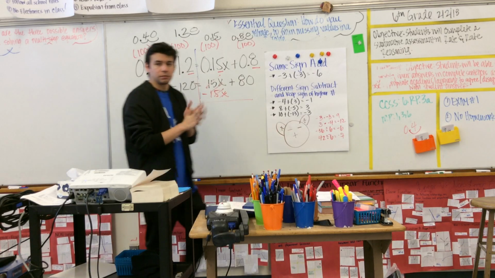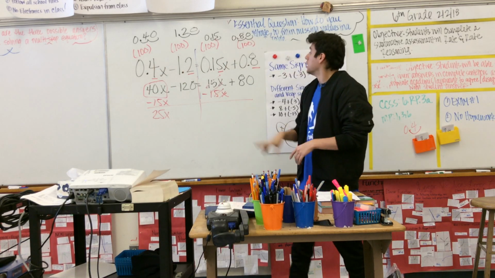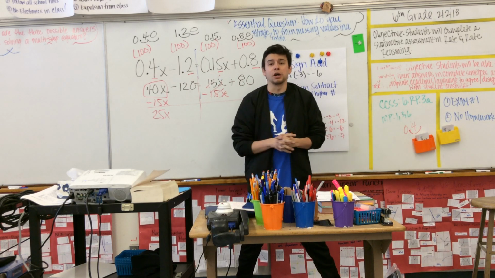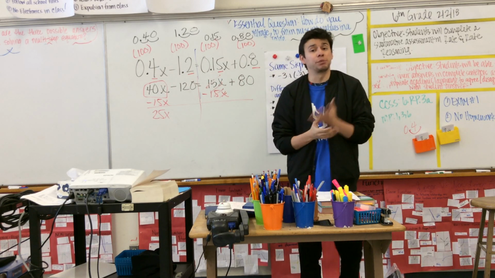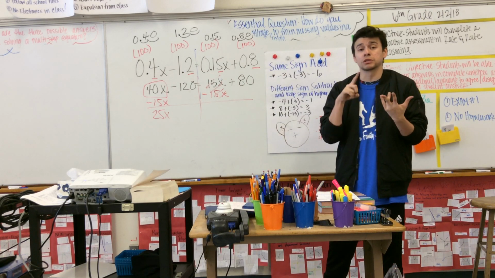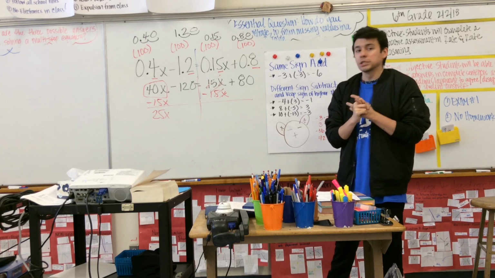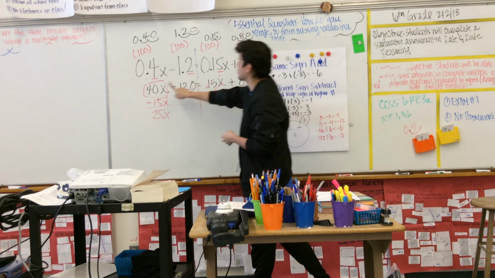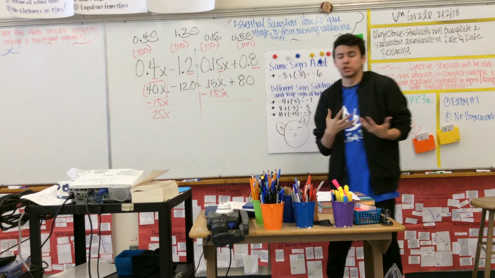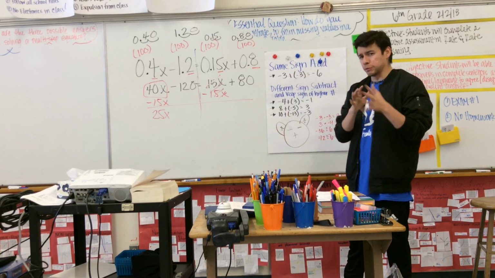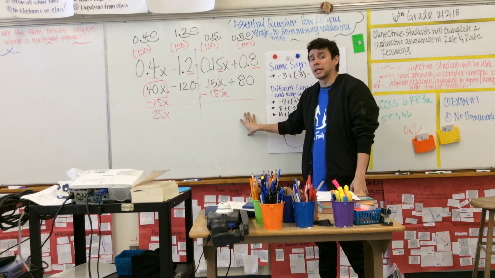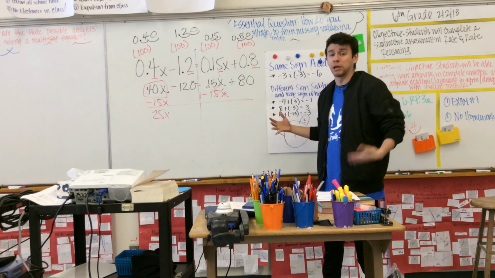Now let me ask you this. Before I started, I should have asked you this. 40x, 15x, are you going to get a special solution? Are you going to get many solutions or no solution? You won't, because they're not identical twins. If they're not identical twins, then you are going to get one solution. Just be aware of that, because sometimes you could get many solutions or no solution on these problems as well.